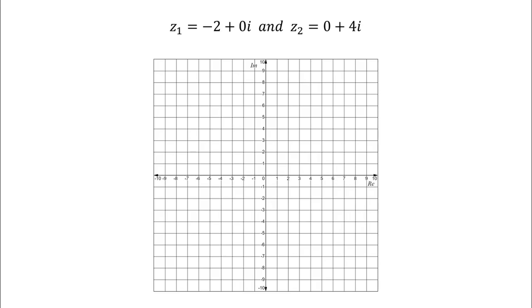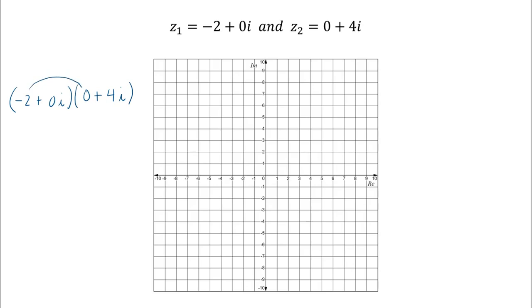Let's start by multiplying z sub 1, which is negative 2 plus 0i, times z sub 2, which is 0 plus 4i. Now, when written in a plus bi form, we know we treat these complex numbers like binomials. So to multiply these two complex numbers, we would use the FOIL process.